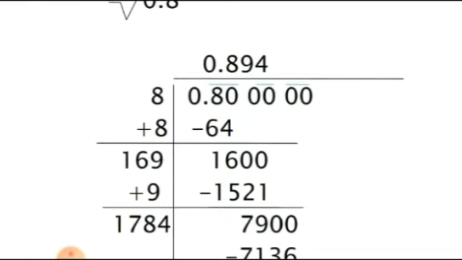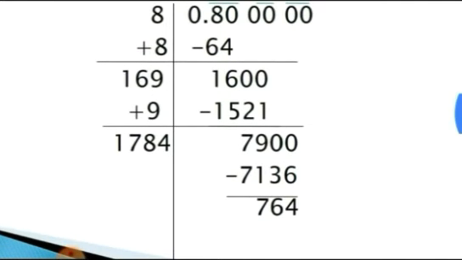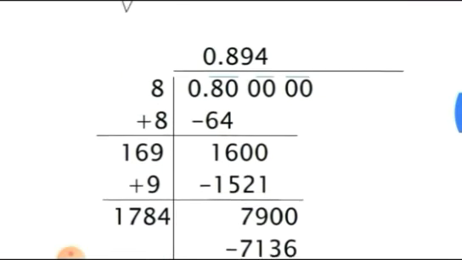Then the same process. 8 times 8 is 64, then 8 plus 8 is 16. Bring down the 00 pair. Then 9 times, so 169 times 9 is 1521. Then the remainder is 79. Then again you bring down the 00. Then 9 plus 9 is 18, and then you divide again, 4 times.